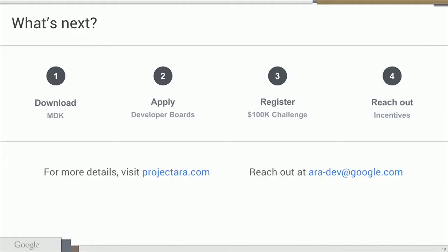To be eligible for these incentives, we ask that the modules under development meet the test and certification criteria that are part of the MDK. We also request the developers to commit to volume readiness by the launch timeline. I would recommend starting by downloading the MDK documentation. It's on our website. Apply for the developer boards. The request form for the Spiral 2 board will go live by tomorrow. If interested, apply for the 100K challenge.